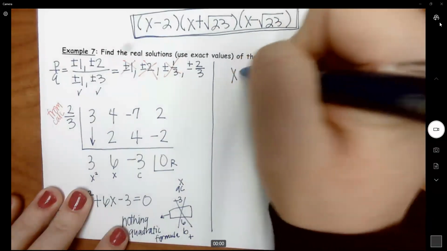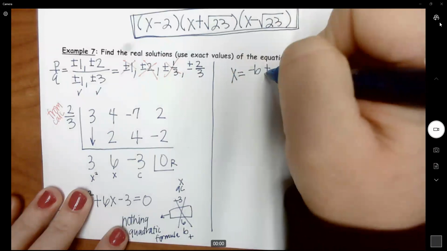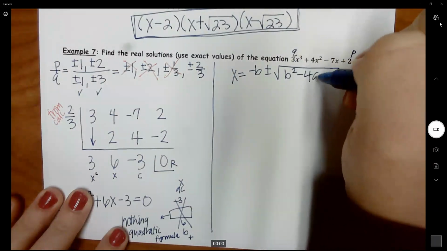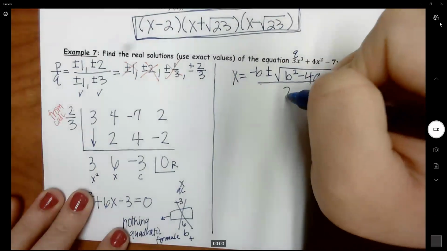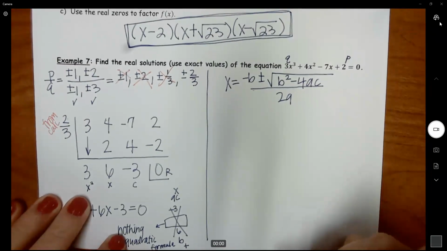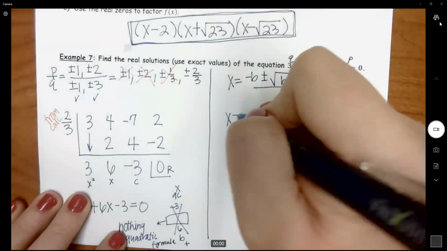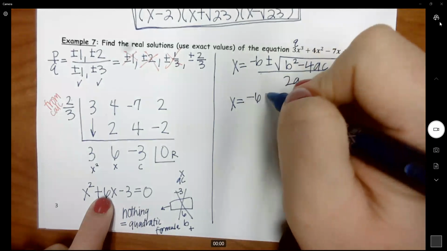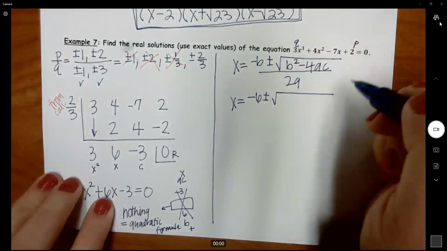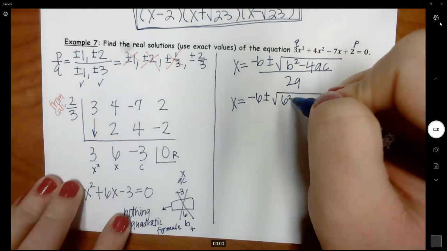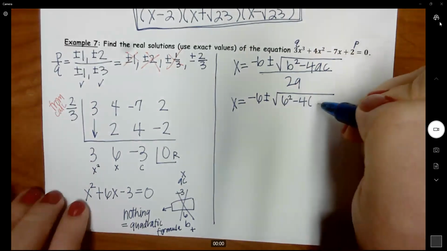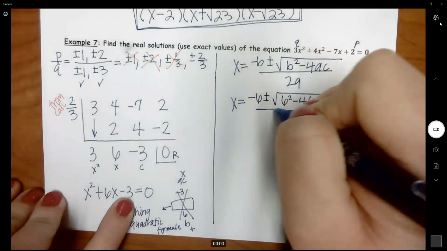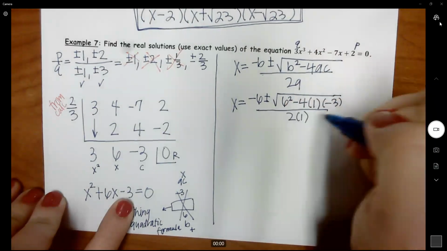Here we go. x equals negative b plus or minus the square root of b squared minus 4ac, all over 2a. My negative b is a negative 6, plus or minus the square root of 6 squared minus 4 times a times c, all over 2a.